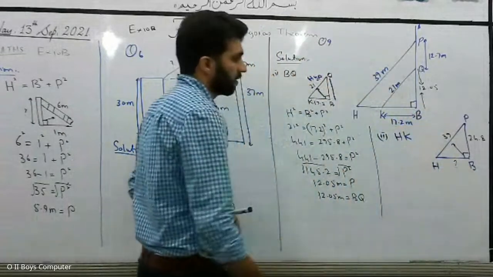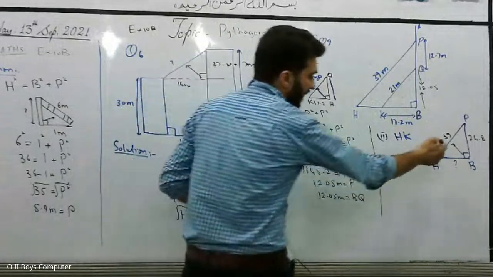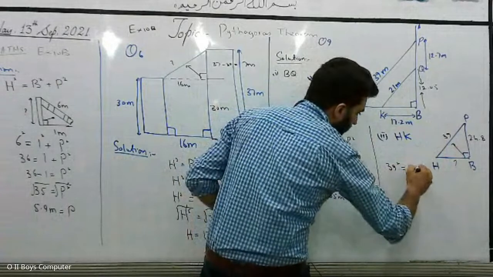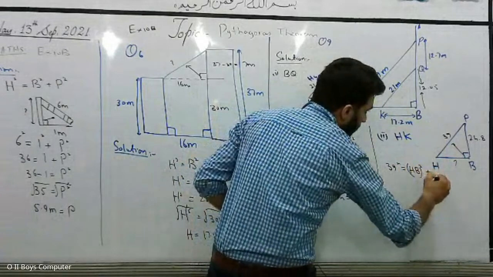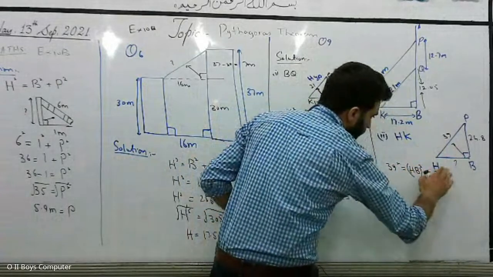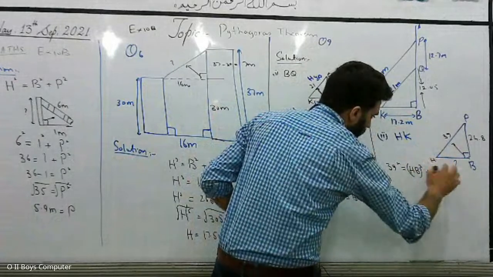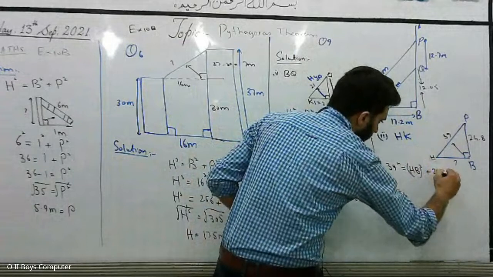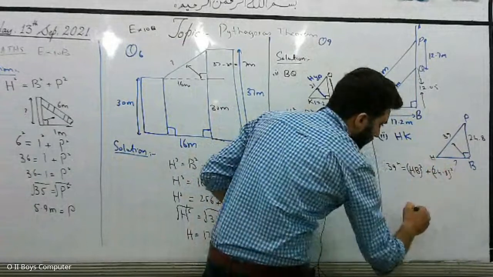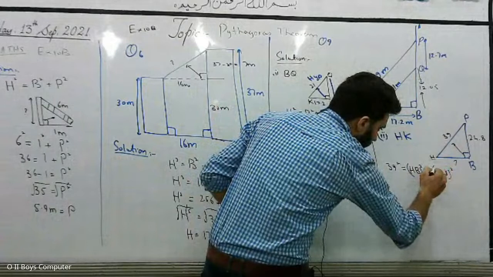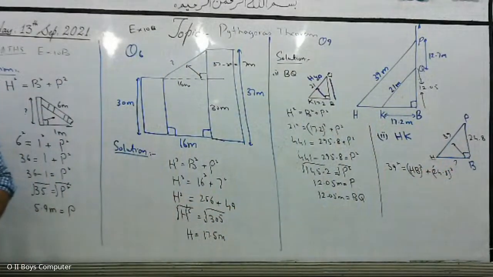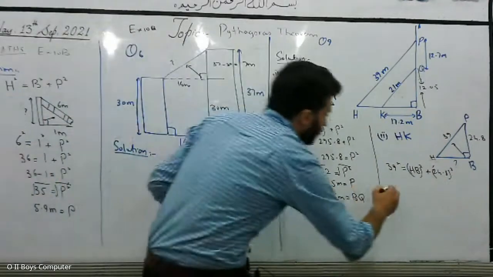First of all, finding this thing. Apply the theorem again in this triangle. 39 is the hypotenuse, HB is the base, and 24.8 is the perpendicular, right? Now, the square of 39 is 1521.